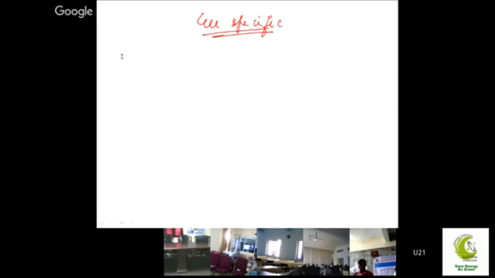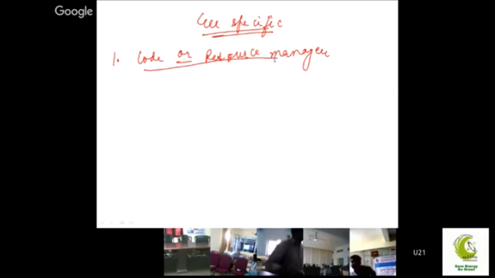There are 4 types of functions performed under the category of cell specific. We'll be studying them one by one. First is the code or resource manager.